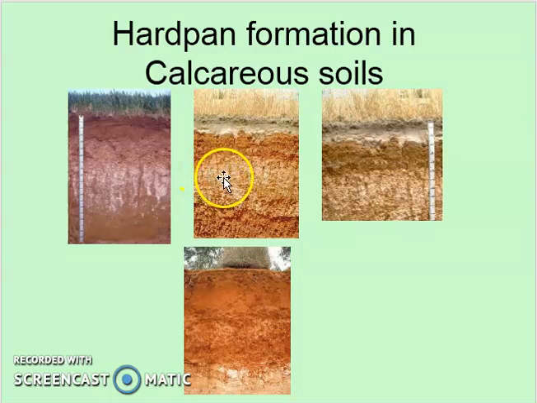So how to prevent this? By deep plowing. You have to bring a strong machine and make a deep plowing to prevent forming hard pan on calcareous soil.